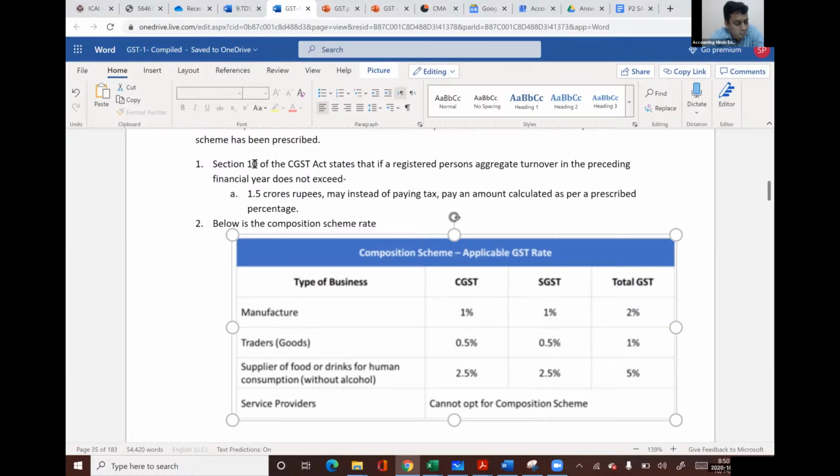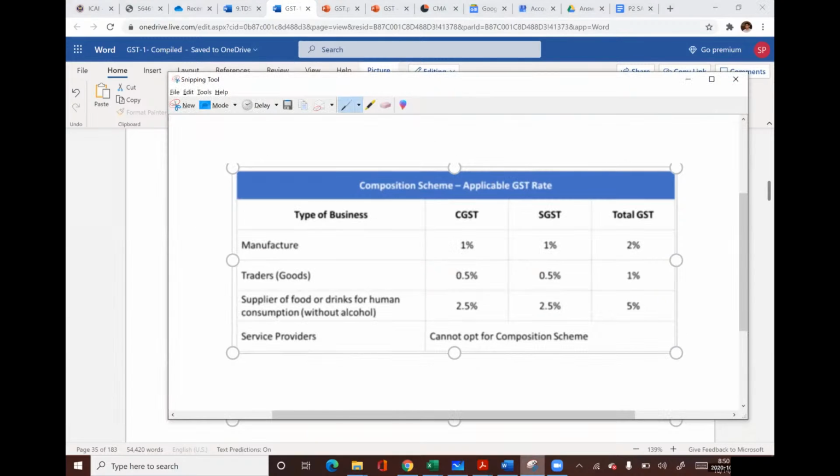Below is the composition scheme rate. Composition scheme rate, applicable GST rate. For manufacture, CGST 1%, SGST 1%, total GST 2%.